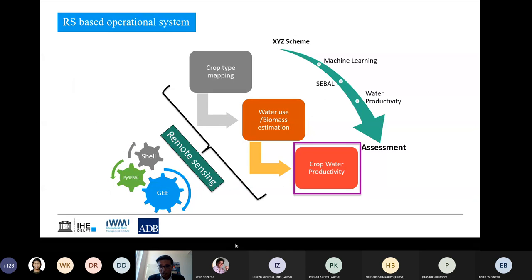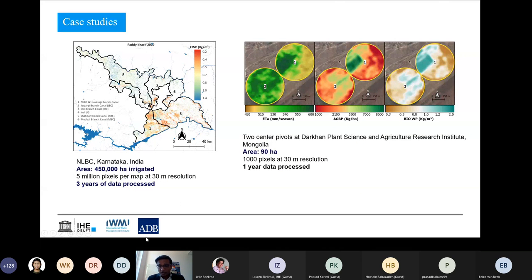To focus on the last part, which is the crop water productivity. Finally, after getting this seasonal evapotranspiration and biomass, the final step is to compute crop water productivity. We demonstrate two studies at different scales. One is from Karnataka, NLBC, which is a large scheme of around 450,000 hectares. That also shows how large data can be used for this kind of assessment, because per map it is around 5 million pixels at a 30-meter resolution. We processed around 3 years of data.